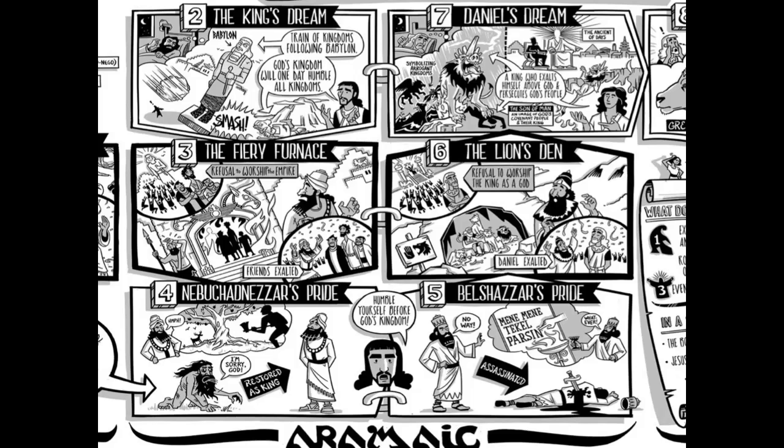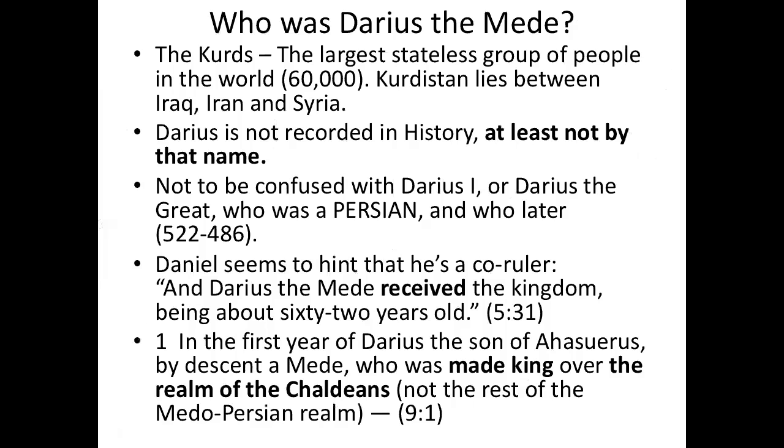So we've got the same sort of scenario here in chapter 6. So the question is, who is Darius the Mede? The Mede is the same thing as a Kurd. So if you've heard of the Kurds, in Syria, they're the largest stateless group of people in the world right now, some people claim. So Kurdistan, what should be kind of like their area, their country, their nation, is right between Iraq, Iran, and Syria. So they've got a rough neighborhood right there, and they're kind of displaced. But if you've ever heard of the Kurds, that's the Medes.